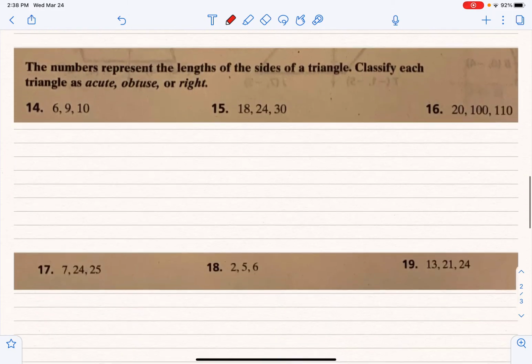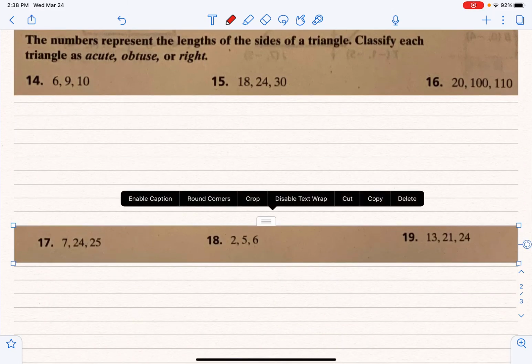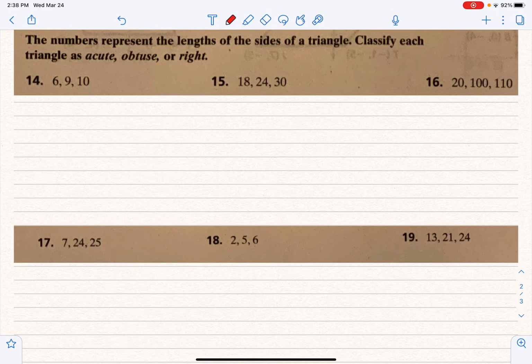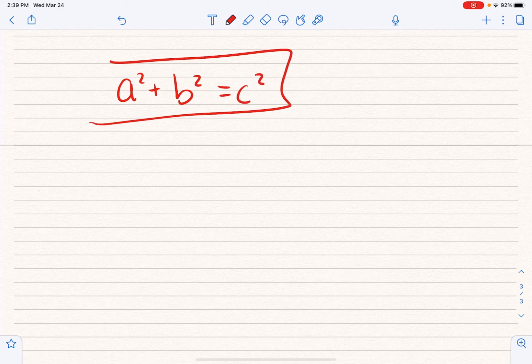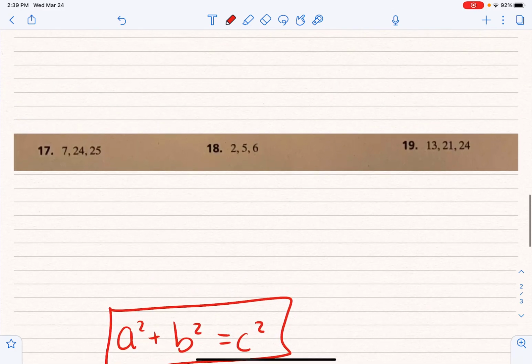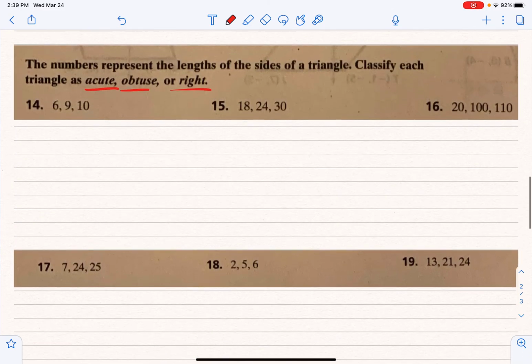Okay, so the last 6 problems, here we go. It says, classify each triangle as acute, obtuse, or right. And what we said, how we were going to do this is we use the converse of the Pythagorean theorem. Okay, if we have 3 numbers and they fit into this equation, then they must be the lengths of sides of a right triangle. But if the 3 sides of a triangle don't fit into this equation, well, then it can't be a right triangle. But we can figure out what kind of triangle it would have to be.